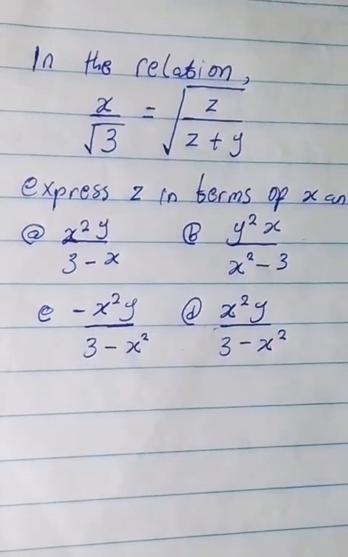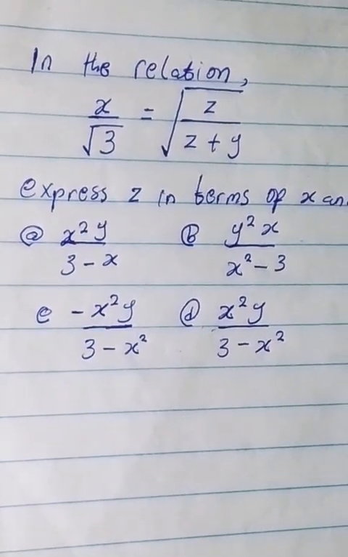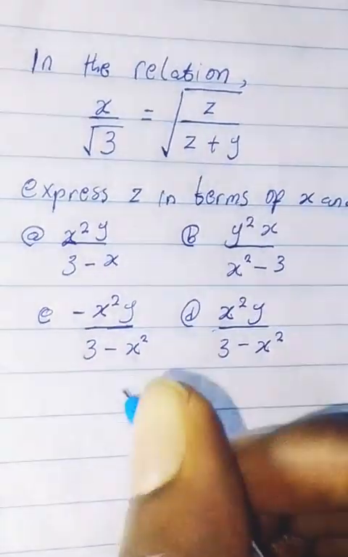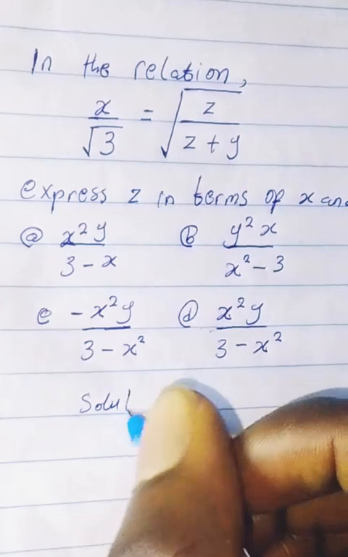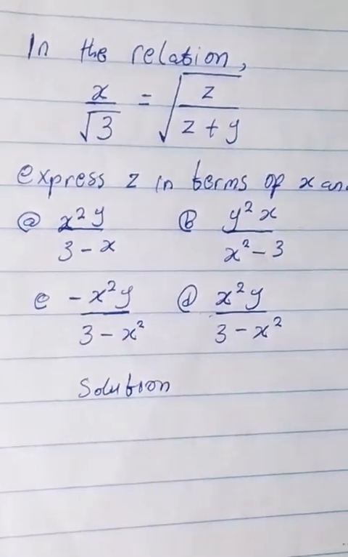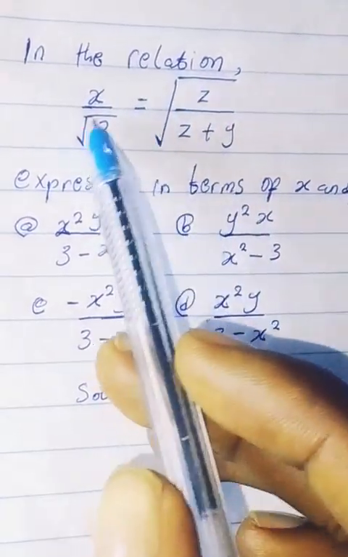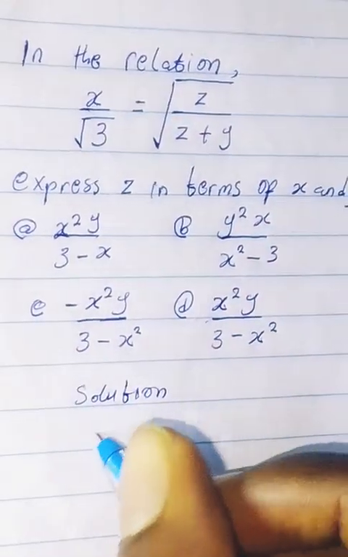In the relation, express z in terms of x and y. Now, how do we solve the question here? Okay, I have my solution. Watch closely. What is the first thing to do? Now, you can see that this is a square root, and this is also a square root. So, we simply square both sides from here.